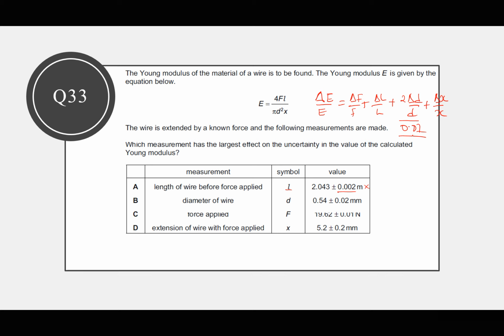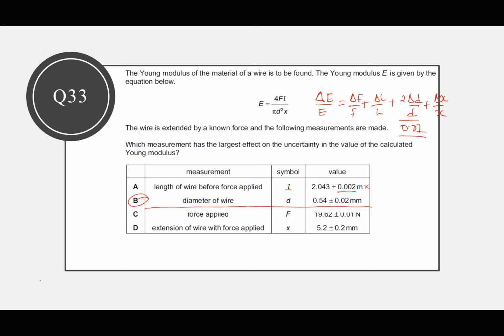Then we can check for F. I think this is 0.01, so 0.01 divided by 19.62. It's already smaller than for D. We can check X: 0.2 divided by 5.2. It is 0.03. So it's already D which is contributing much. So the answer is B. It is the diameter which contributes most to the absolute uncertainty.